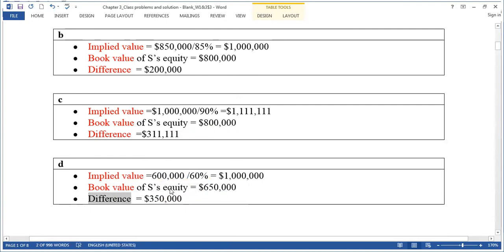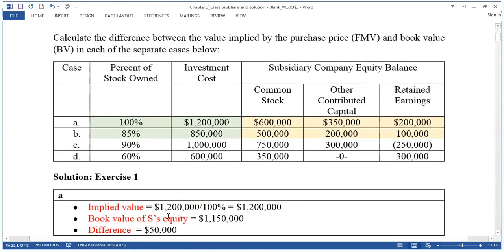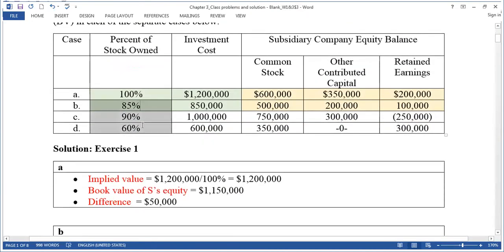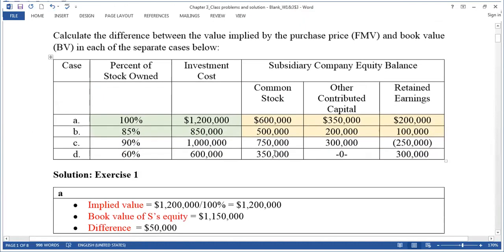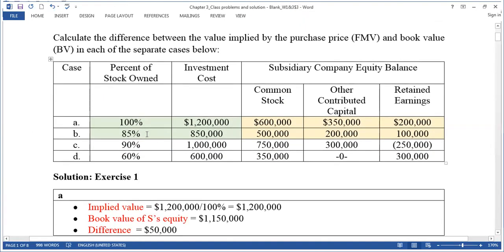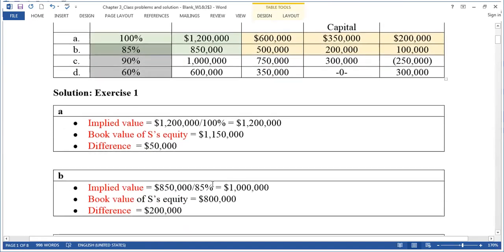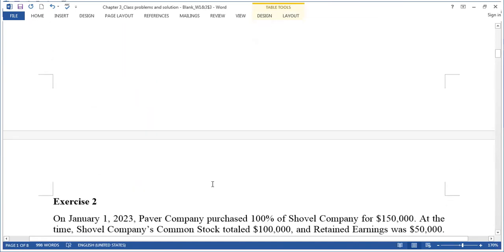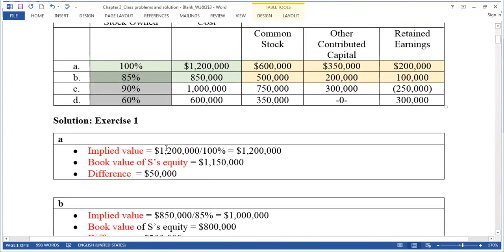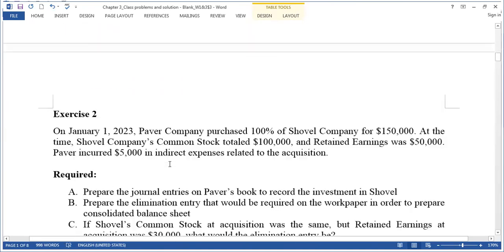And also you have to remember that whenever we have less than 100%, we have to establish our non-controlling interest. Although this question does not ask you to calculate the non-controlling interest, it is for your information that if it is less than 100%, then we have to establish non-controlling interest. So we'll see how this question 1 will help us for question 2 and the other questions.